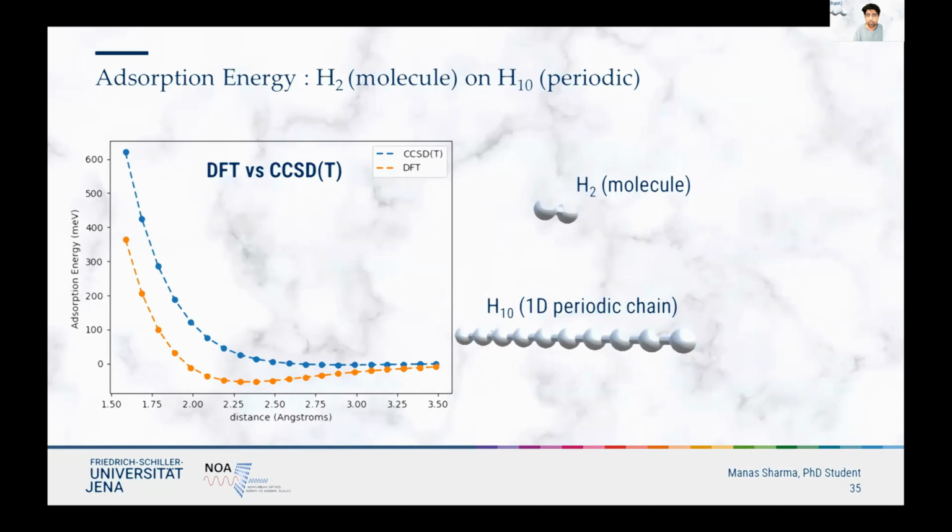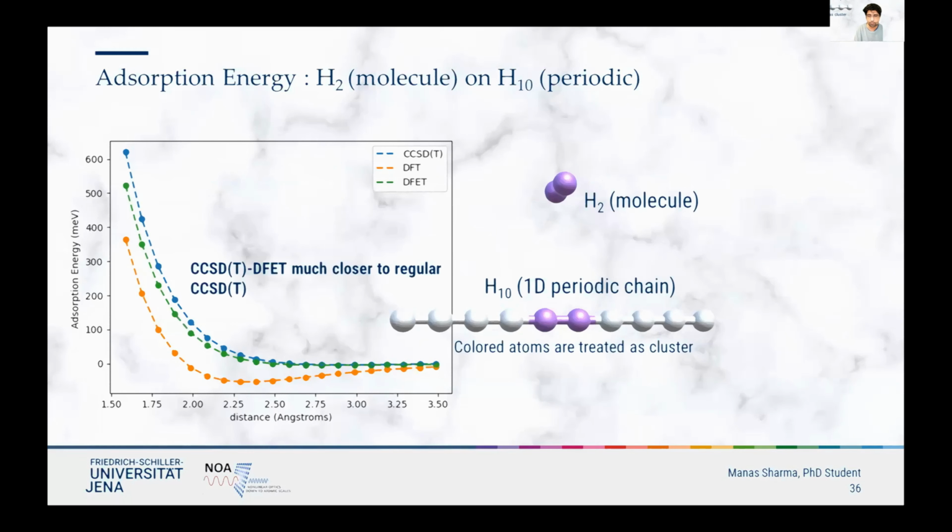So to present the problem, if you consider the absorption energy of the hydrogen molecule on the H10 1D periodic chain at various separation distances, then you see that DFT, the LDA DFT in orange, basically overbinds the molecule and predicts a slightly shorter equilibrium distance compared to CCSDT. And this CCSDT is a periodic CCSDT calculation done using PySCF. So here you don't have any issues about the periodicity.